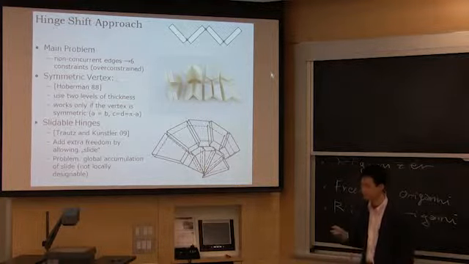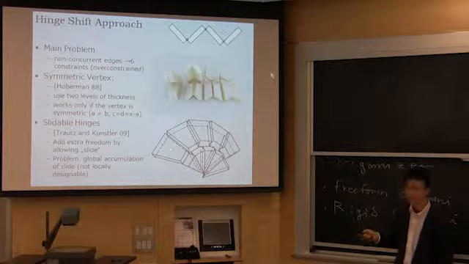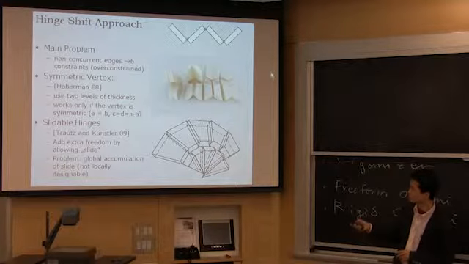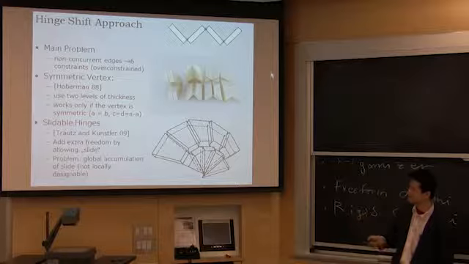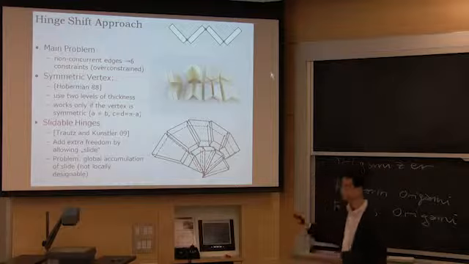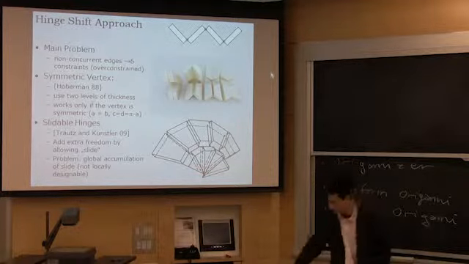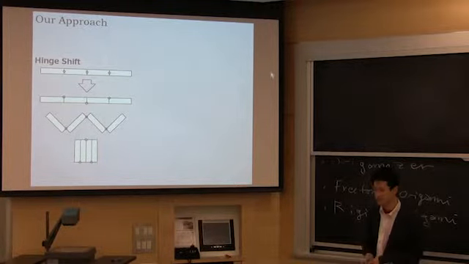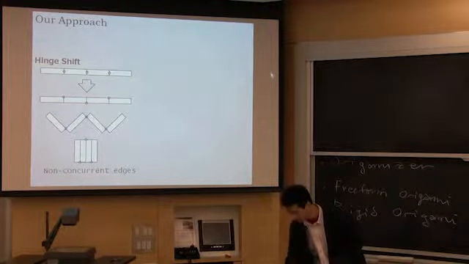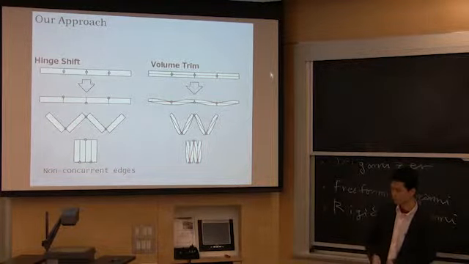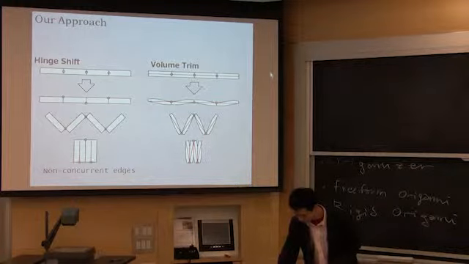Also, there is a way that you can slide the hinge like that. But there is a problem in the case like this. So the problem of sliding is in global accumulation of errors. So what I do is, instead of shifting the hinge, you can trim the volume of the vertex on the valley side of the model.